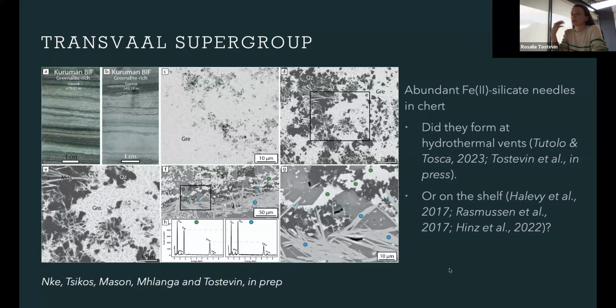And other models suggest that they precipitated directly on the shelf, so rained down from above from seawater, perhaps driven by small amounts of iron-3 in seawater or transformation of green rust, or small changes in pH. So there's a number of models that have been put forward, but we could broadly divide them into hydrothermal vent models and shelf models. So my student has found what he thinks is really nice evidence of primary greenalite needles and analyzed them using laser ablation.